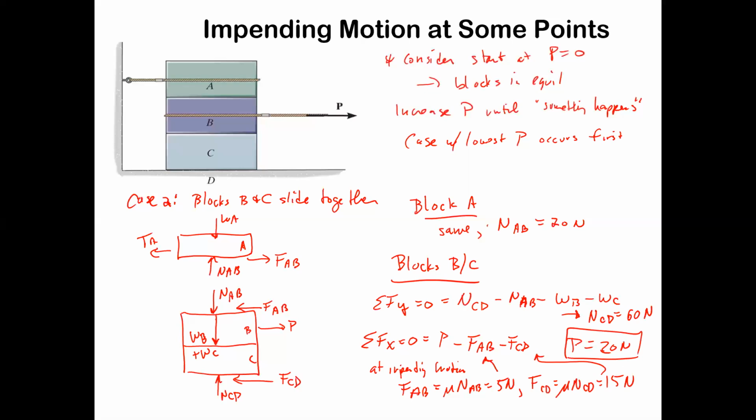So by exploring this, we've shown that it's going to be block B sliding first. And our total conclusion here: block B slips when P equals 15 newtons. And C does not slide.